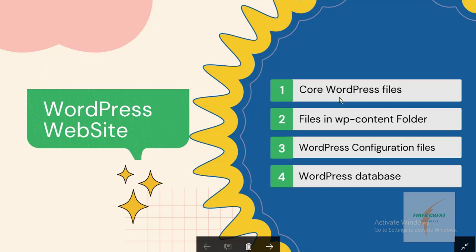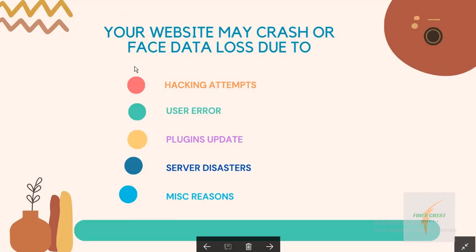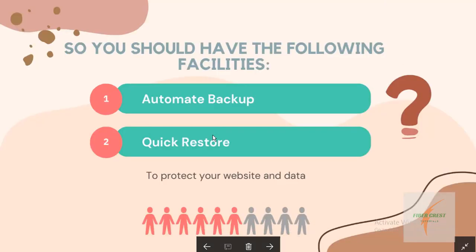Welcome back to the session on WordPress website backup and restore with a plugin. Each WordPress website works with some resources like core WordPress files, the WP content folder, WP configuration files, and the WordPress database. Here, the most vital part of your specific website and data lies in the WP content folder as well as the database. Your website may crash or face data loss due to a lot of reasons, including hacking attempts, user error during site maintenance, plugin update, server error, etc.